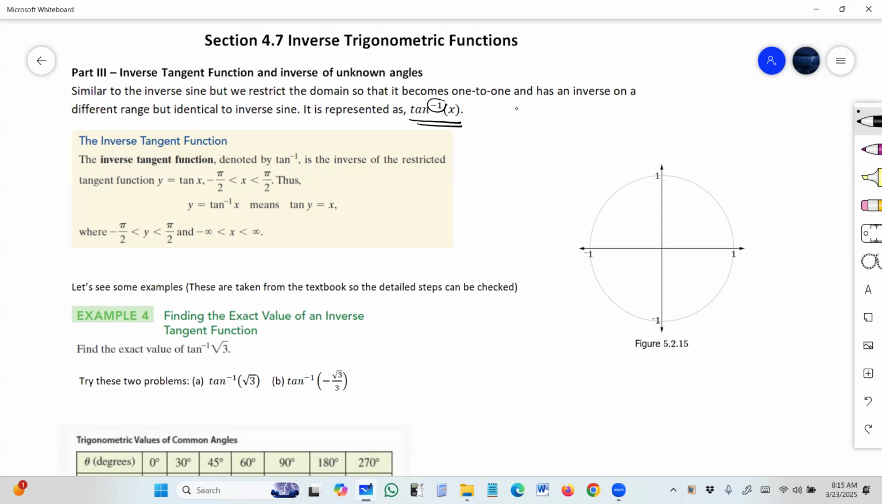for tangent inverse. Now, tangent inverse is similar to sine inverse, where again we have to restrict the sine and the cosine and the tangent because otherwise they wouldn't be functions because they would fail the vertical line test. Now, for the tangent, we're going to restrict the domain the exact same way as we restricted the sine inverse. So it goes from negative pi over 2 or minus 90 degrees to pi over 2, 90 degrees.